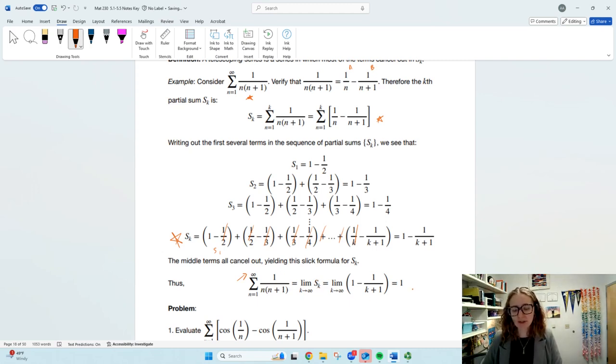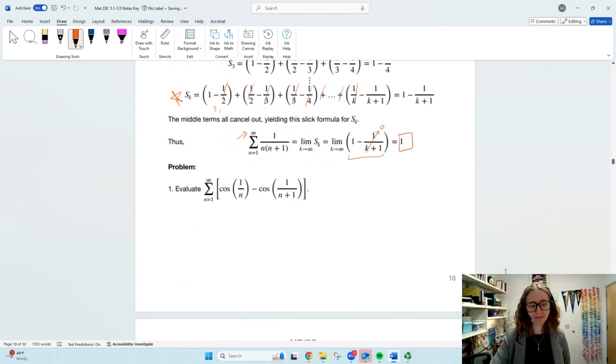So my sum here will actually be the limit as my partial sums approach infinity. So as k approaches infinity, we take our limit of what we found right here. This whole chunk is actually going to go to 0 because my denominator is growing faster than my numerator, and my partial sum will just end up being 1. Let's look at an example of that.